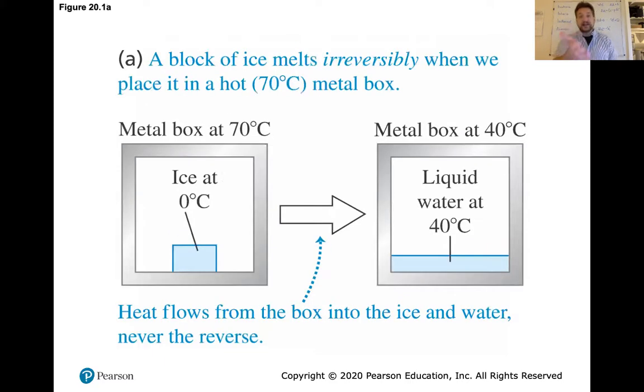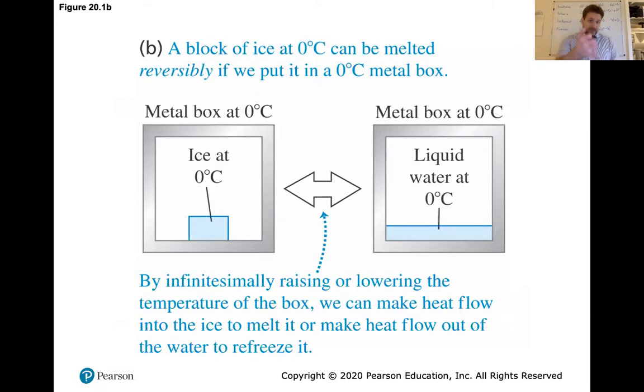We cannot do that here. We could change the temperature of the metal box as much as we want. We'd have to change it a finite temperature change in order to refreeze the liquid water. I don't know, we'd have to make it negative 70 or something in order for this trick to work. But here, we can nudge the system one way and nudge it back the other way.